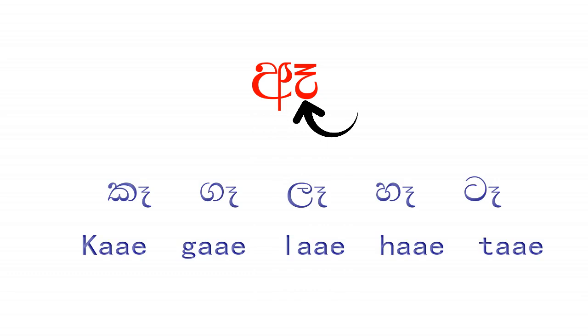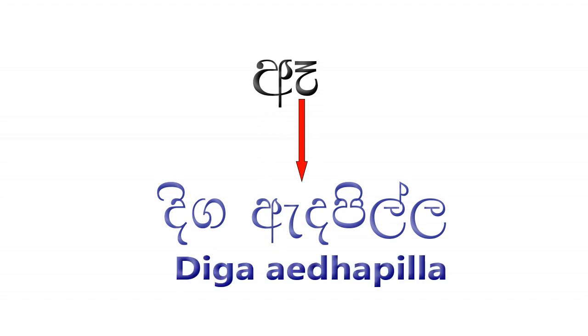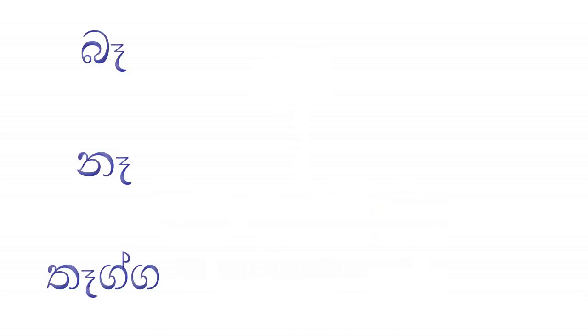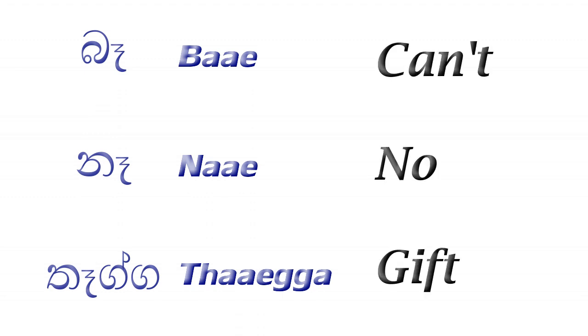Next one is the long sound. This pilla is called diga aela-pilla. Diga means long. This is the long sound, so it's diga aela-pilla. Examples: ba, na, tag. Ba means can't, na means no, tag means gift.